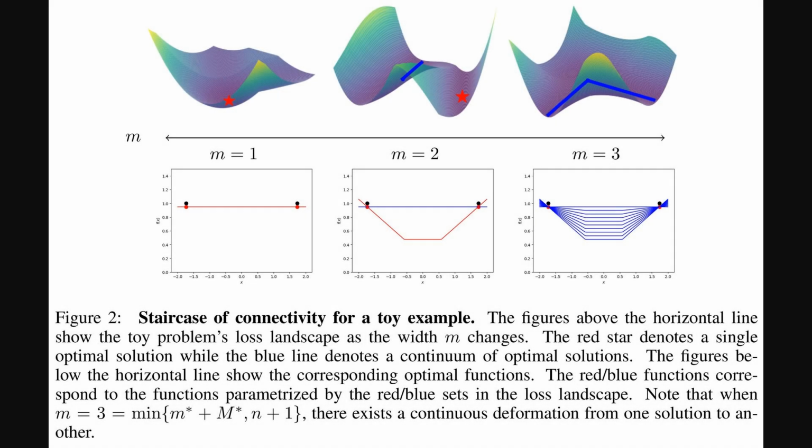Building on that idea, Figure 2 visually demonstrates that staircase effect for a toy example. You see the loss landscape evolve on top as width M goes from 1 to 3. Below that, it shows the actual optimal functions. Notice how at M equals 1, we have isolated red stars, but by M equals 3, there's a blue continuum, a connected path between optimal solutions, just like the theory predicts.